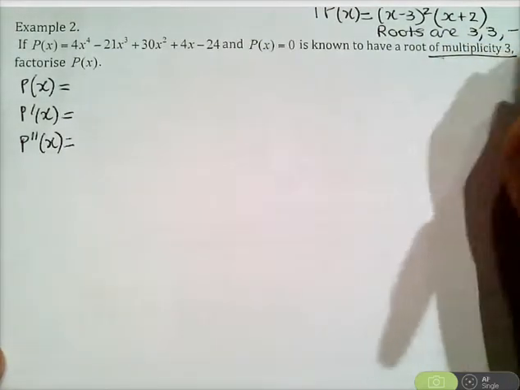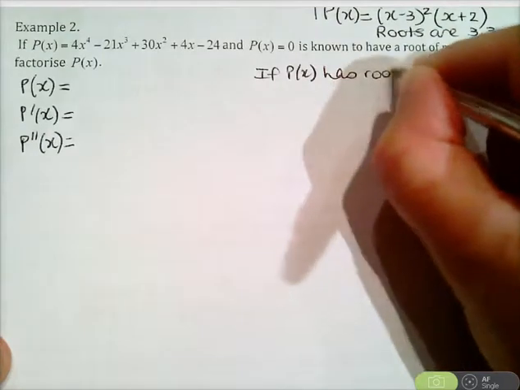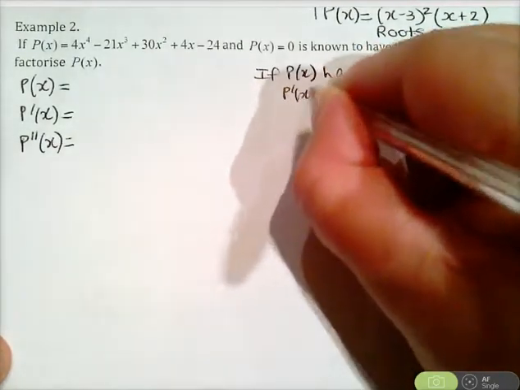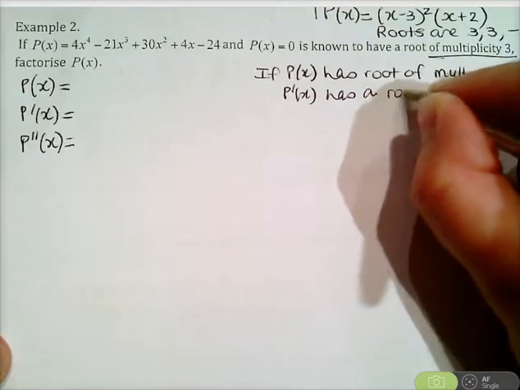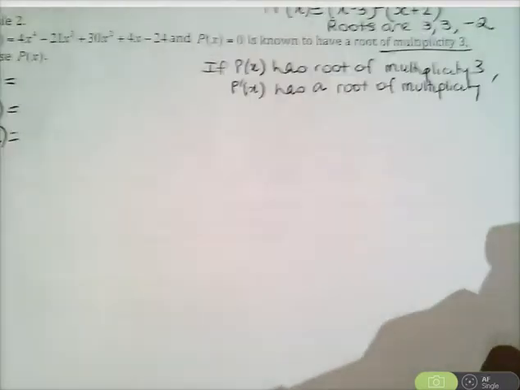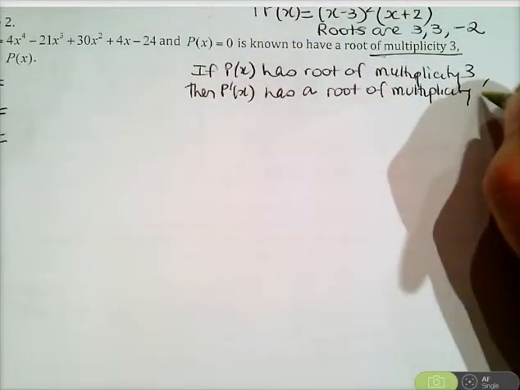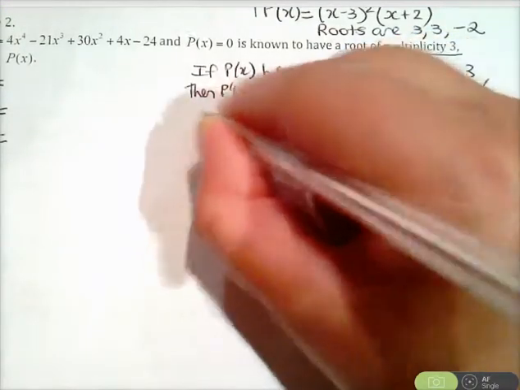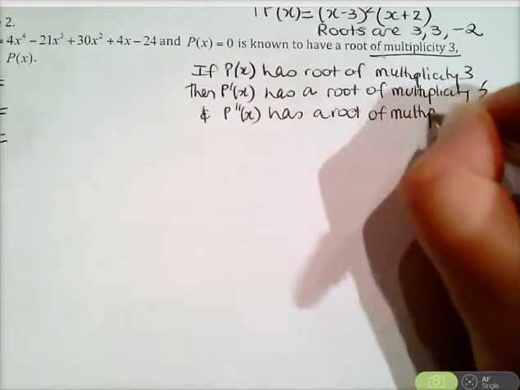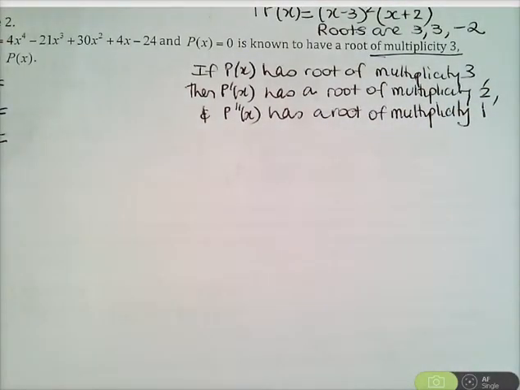So I'll just write that over here. If p of x has a root of multiplicity 3, then p dash x has a root of multiplicity 2, and p double dash x has a root of multiplicity 1. This is, of course, at the same x value.